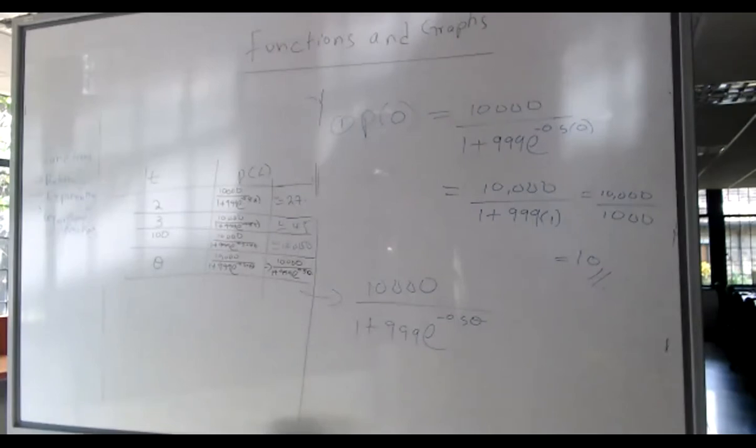You just put 10,000 divided by 1 plus 999, then exponent of, so we want negative 0.5 times 2. And we get that. So if I want 3, I'll just put 10,000 divided by 1 plus 999 times exponent.